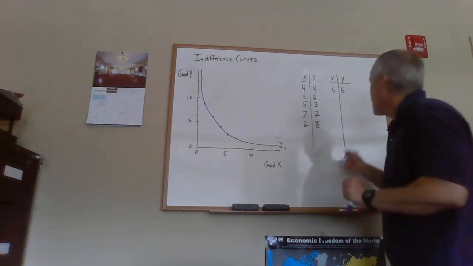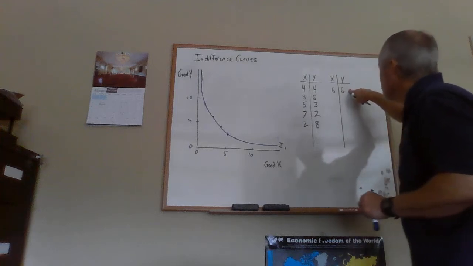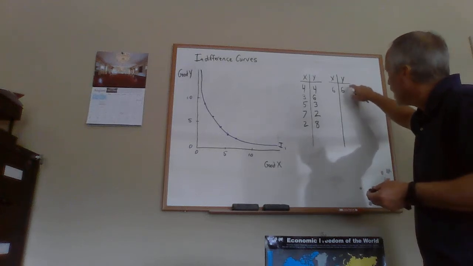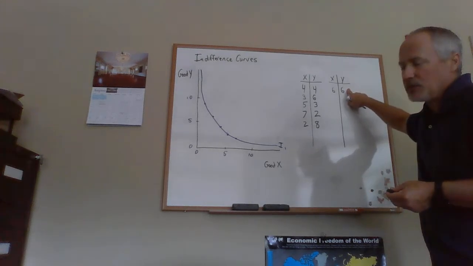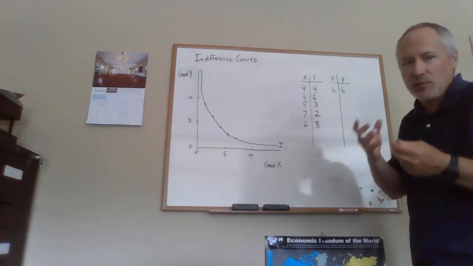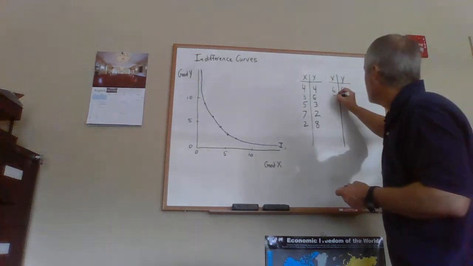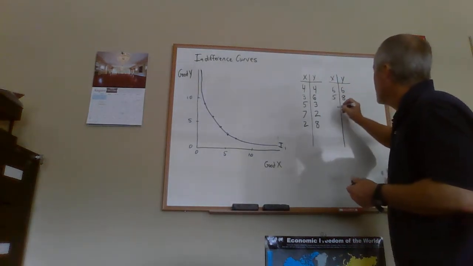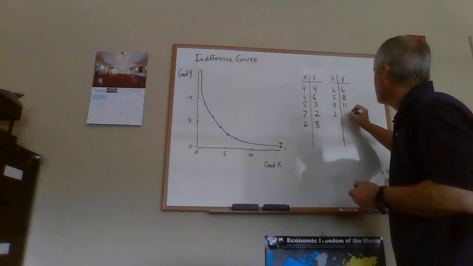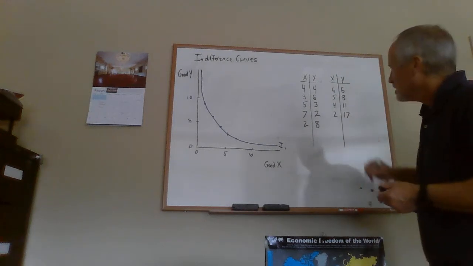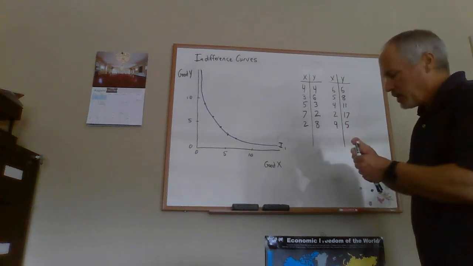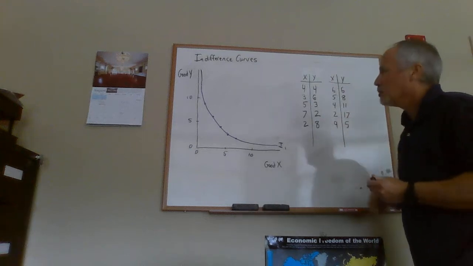And then we could, again, trace out other points, using the same sort of mental gymnastics that we did before, to say to the person, imagine how much satisfaction you get from this bundle 6-6. What would be some other consumption bundles that would give you the same amount of utility? And maybe they'd say, oh, 5 and 8, and then maybe 4, 11, and then maybe 2 and 17, and so forth. And they could give us some more bundles, and maybe 9 and 5 here. And then we'd come over here, and we could take these numbers and graph them as well.